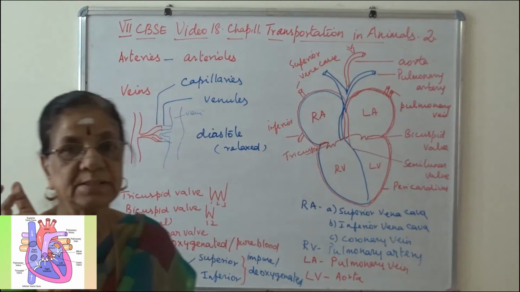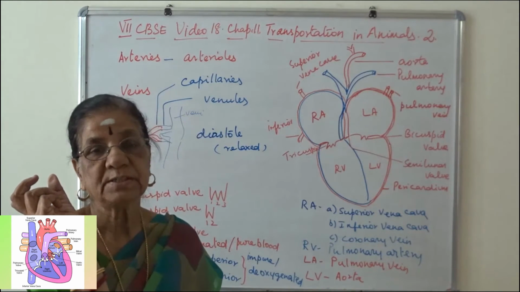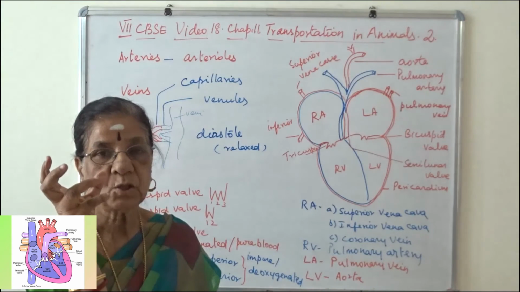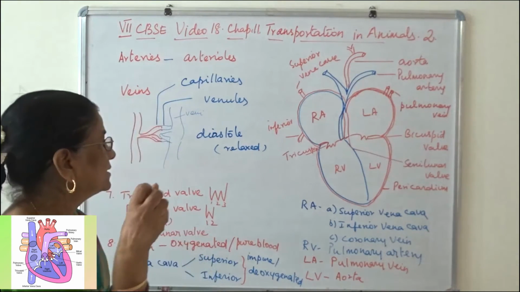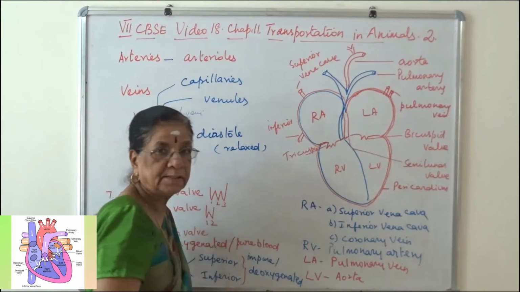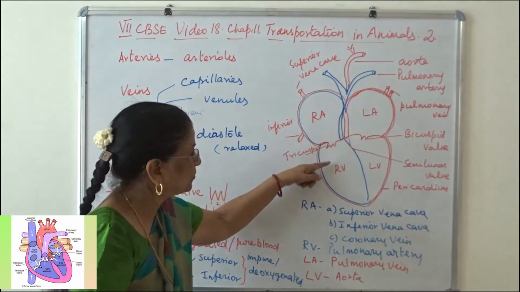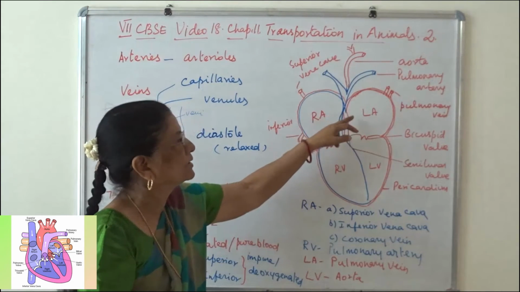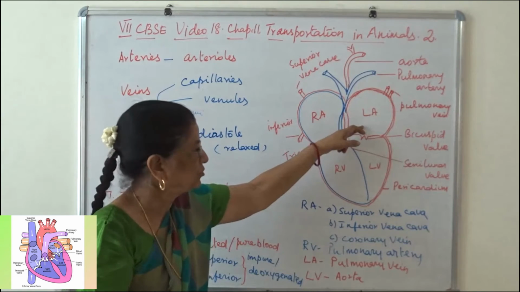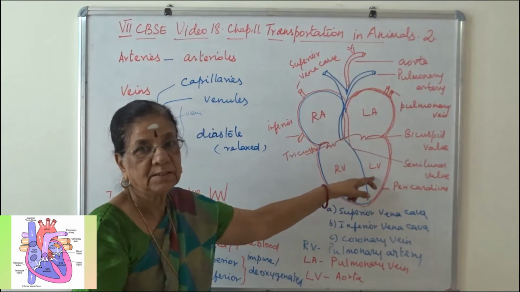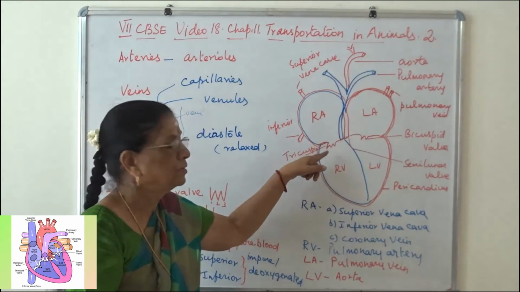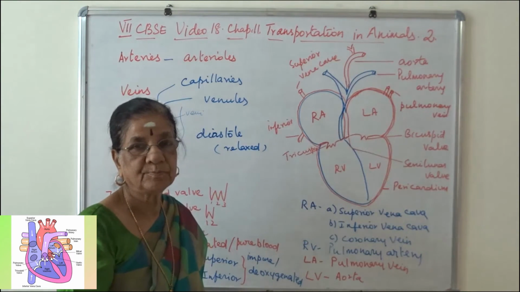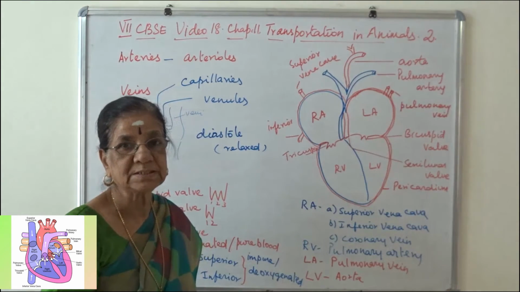Diastole or relaxed position. Now the chambers are in relaxed position, filled with oxygenated blood in the left atrium, deoxygenated blood in the right atrium. Now when both the atria contract, from the right atrium, deoxygenated blood is pushed into the right ventricle. Same way, the oxygenated blood is pushed into the left ventricle. How? This is through the tricuspid valve and this is through the bicuspid valve. I hope you are able to follow this.